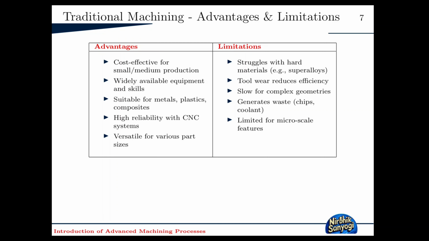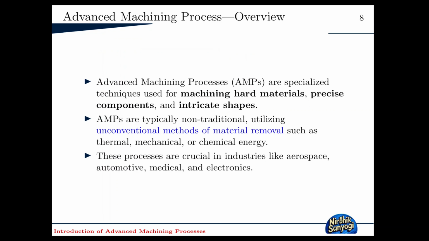micrometers. The advanced machining processes are specialized techniques used for machining hard materials, precise components, and intricate shapes. It means very complex geometry can be achieved through the advanced machining processes.